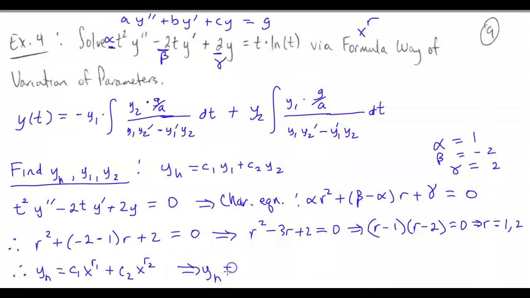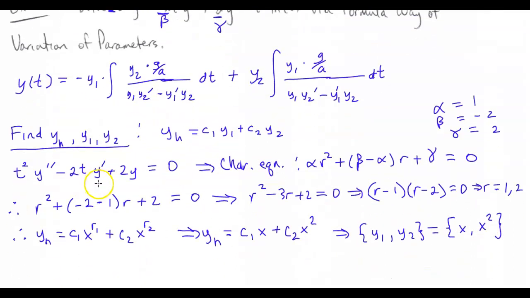And so from here, this will be C1 x raised to the 1, which is just x, plus C2 times x raised to the 2. And that means our basis functions, which is what we need to know for our formula here, is going to be just x and x squared. Okay.